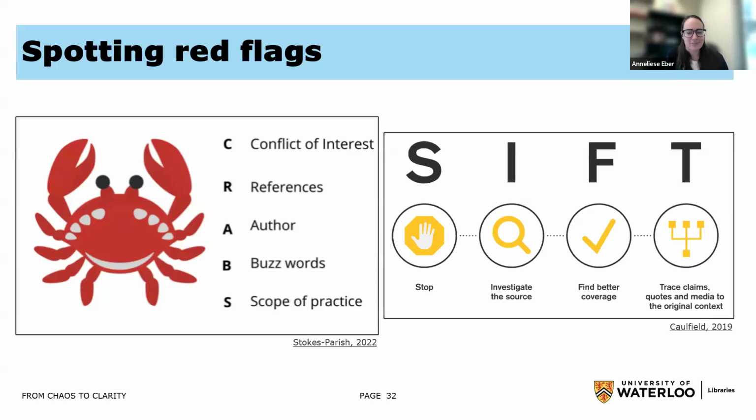And then SIFT is another really great one. So stopping, investigating the source a little bit more, finding better coverage of it or finding additional coverage, and then seeing if you're able to trace the claims, quotes, and media to the original context. This can be really difficult, but it will make you feel like a bit of an internet sleuth as you go through things and find where this originally came from. Maybe you find out that it isn't real, but it took a little bit of time to get there. That sleuthing can be really important, and that process helps build those data literacy skills as you think about the reputability and biases in the various sources you go through.